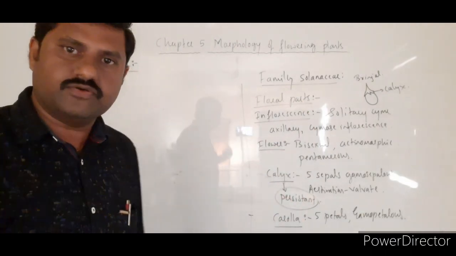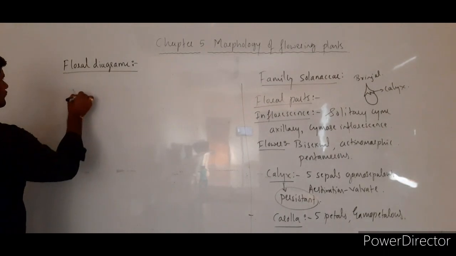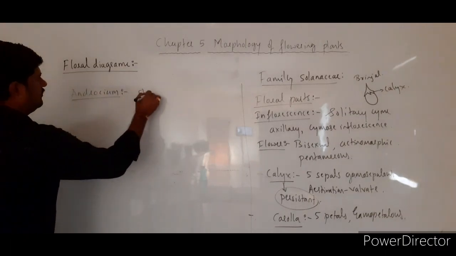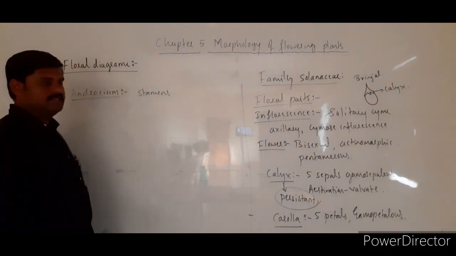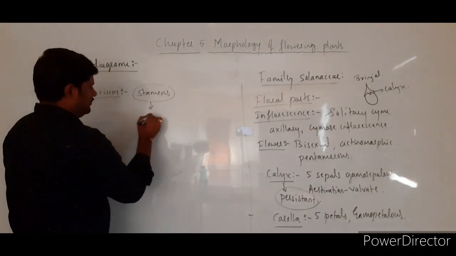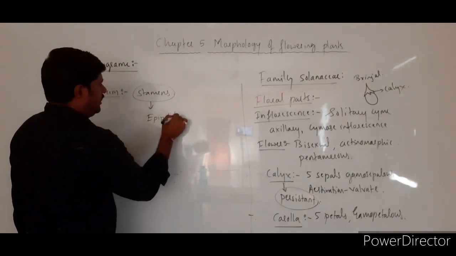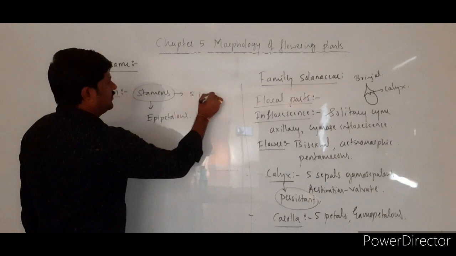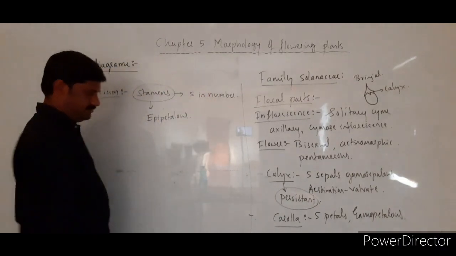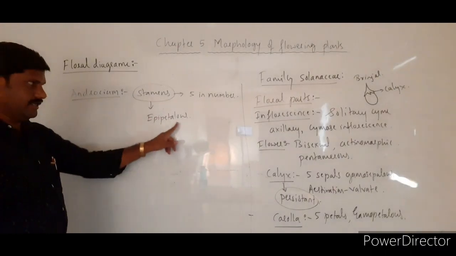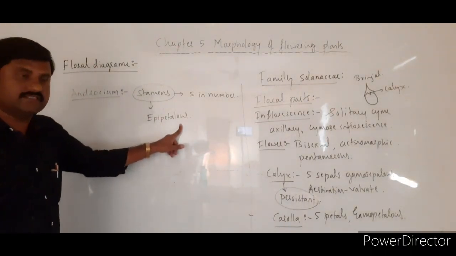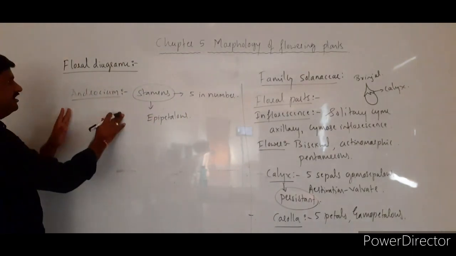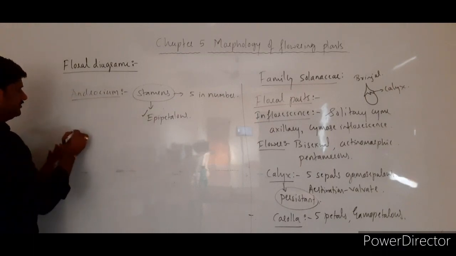Let us see. Androecium. Androecium consists of stamens. These stamens are epipetalous in condition, and these stamens are 5 in number. Stamens are 5 and they are in epipetalous condition. Epipetalous in the sense that they are attached on the petals itself. This is the unique feature of the androecium.